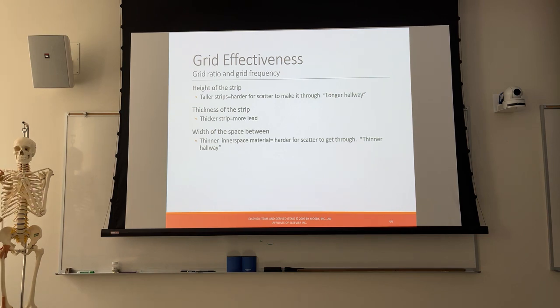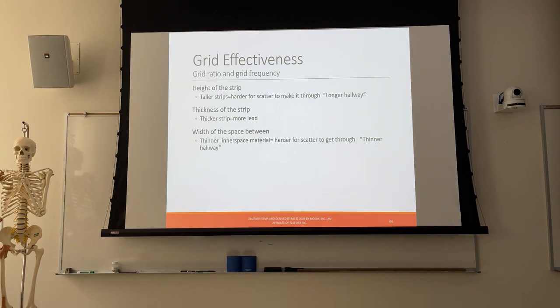Okay, kind of the same thing here. If your lead strips are tall and those little hallways, those radiolucent spaces, are narrow and tall, then it's very difficult for any deviation of that X-ray photon to make it through. So tall grids, harder for the X-ray photons to get through, absorb more scattered radiation. The thickness of the strip, we talked about that. The thicker the strip, the more lead it has and the more X-rays that it absorbs. And in that, though, what we see are grid strips on our image.